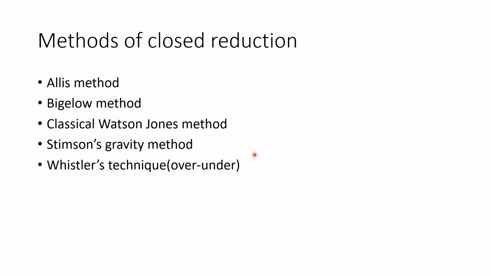There are a few methods of closed reduction, of which there are 5 we will be discussing here. One is Allis's method, the other is Bigelow's method. Then Bigelow's method can also be done in a reverse manner, known as the reverse Bigelow method. It can be the classical Watson-Jones method. It can also be reduced by Stimson's gravity method or Whistler's technique.